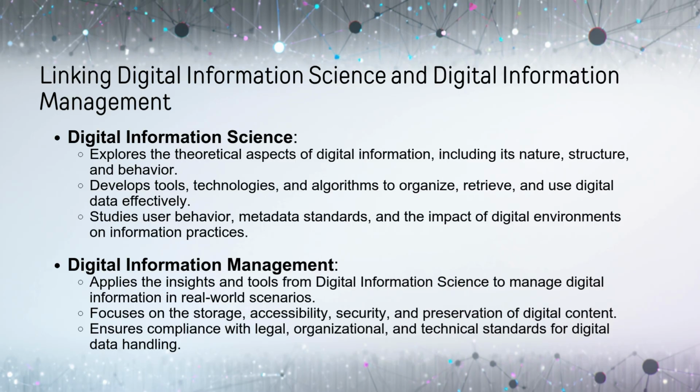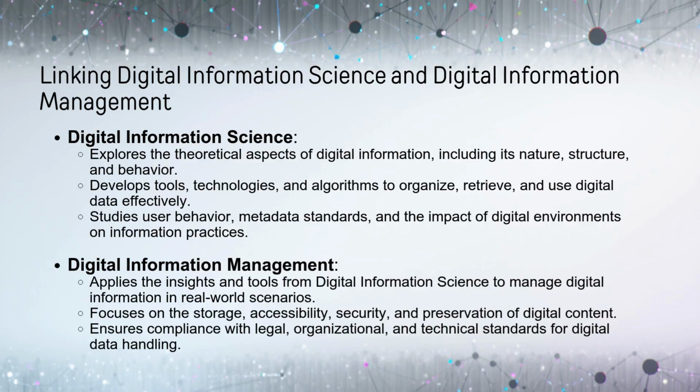To understand how digital information science and digital information management are connected, let us look at the role of each field with simple examples. First, digital information science focuses on the theoretical aspects of digital information. It explores the nature of digital information, how it is structured, and how it behaves in digital systems. For example, when you search for articles using Google or an online database, digital information science explains how the search system understands keywords, ranks results, and retrieves relevant information.